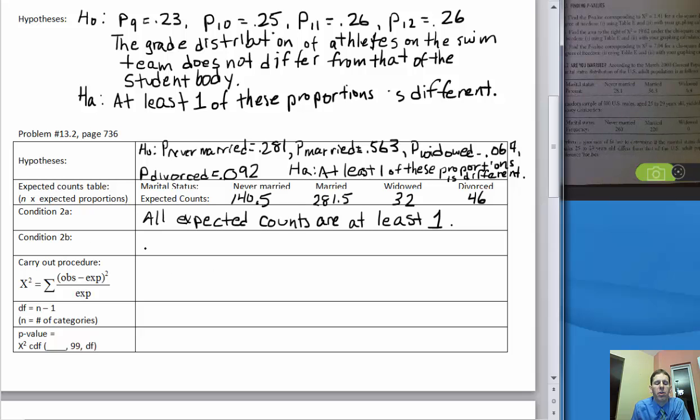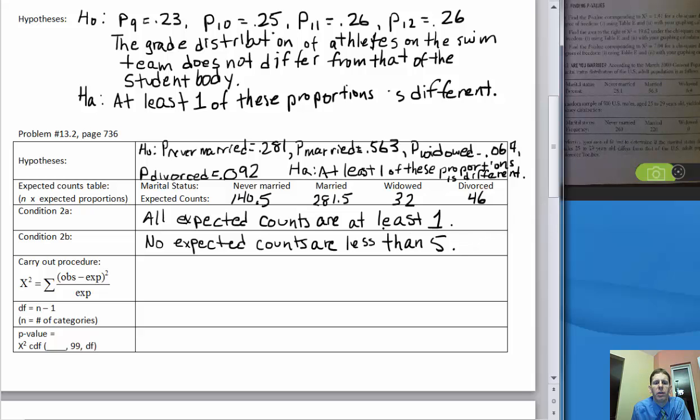And then for the second part of the condition, we want to check that no more than 20% of these values are less than 5. In this case, none of them are less than 5, and that's a good thing. So we want the expected counts to be big. They have to all be at least 1, and we really want to avoid any of them that are less than 5 if possible. But we're allowed to have 20% if necessary. Here we don't have any, and that's good.